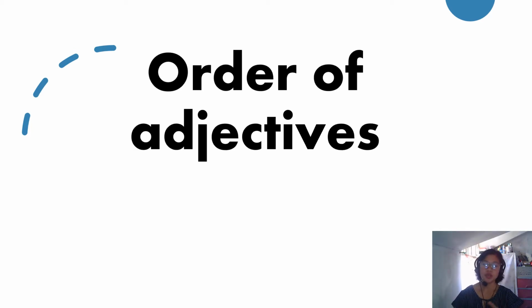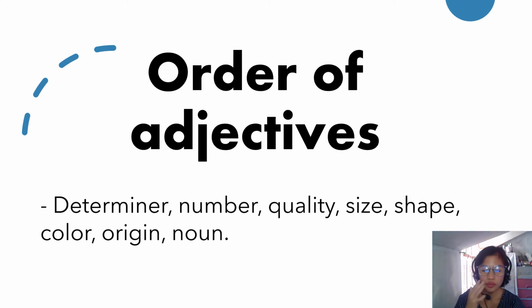So we have here the order of adjectives. So when a series of adjectives are used in a sentence to describe the noun, the adjectives should be written in this order. First, the determiner, followed by the number, quality, size, shape, color, origin, and lastly, the noun. So that order should be followed when writing a sentence using a series of adjectives.